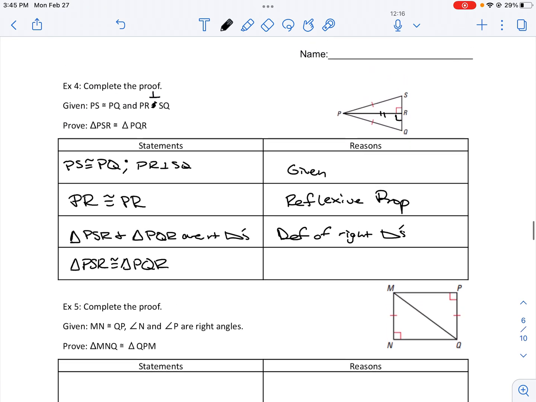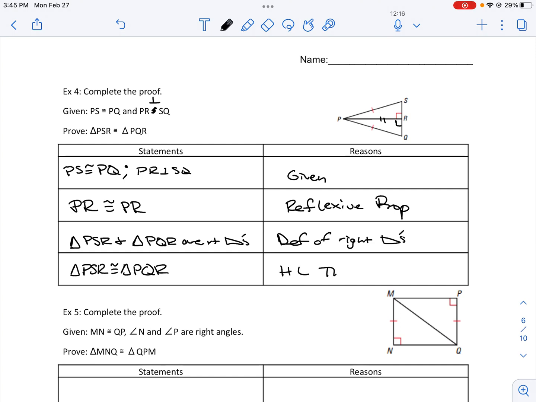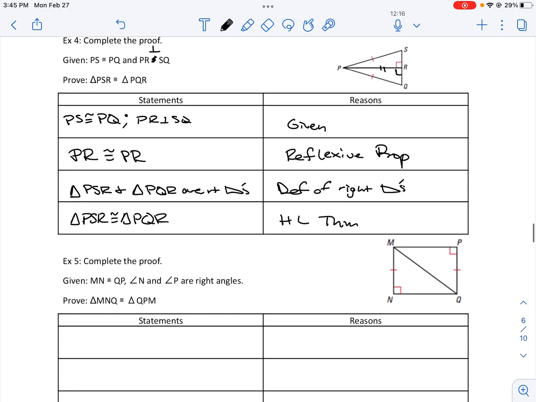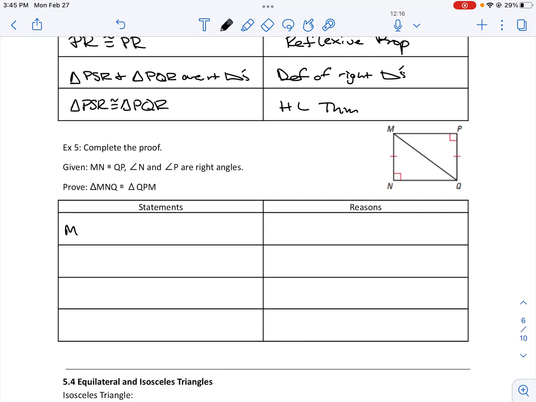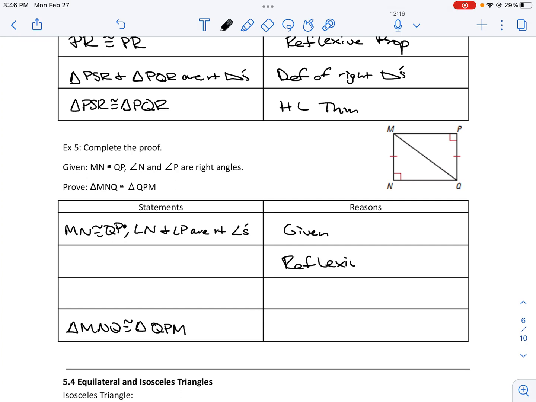Example 5, and the last but not least, HL theorem by default, since that's what we're working on here. Example 5, again, go ahead and fill out the stuff that you know. So we've got our top line and our statement on the last line. So again, we already know that this is going to be HL theorem, but let's just go through the process anyway. See that we have an overlap or a shared side. So we know right away we have a reflexive.